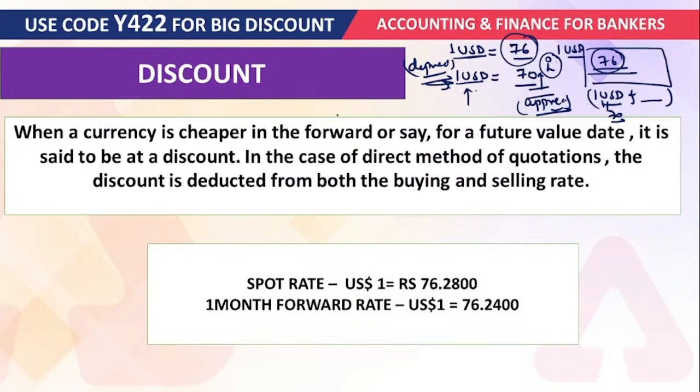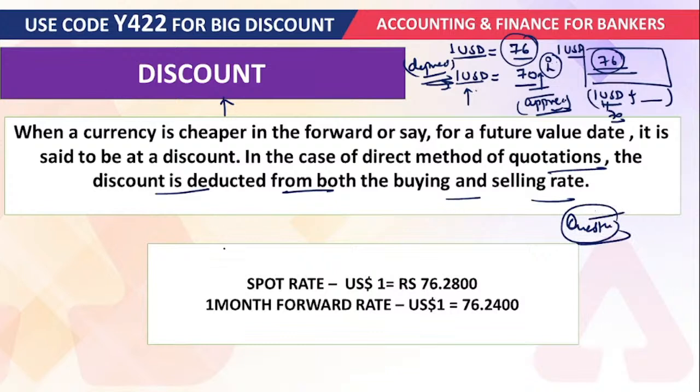Okay, I hope it is understandable for everyone, right. So this is a very important example. I hope सबको अच्छे से understand हुआ है ये. तो discount के लिए अगर हम बोलते हैं तो हम बोलेंगे कि whenever the currency is going to be cheaper in the forward or say for the future value date, it is said to be at a discount, and in the case of the direct method of quotations, the discount is going to be deducted from buying and selling rate. Okay, and that all we are going to understand from the questions, right. I hope it is understandable.